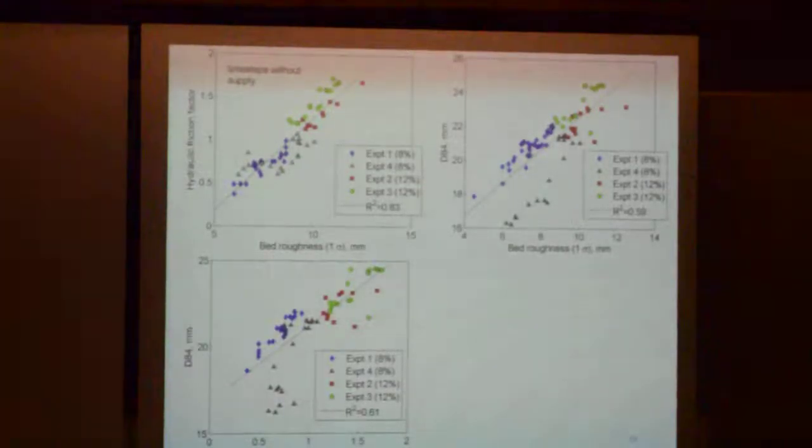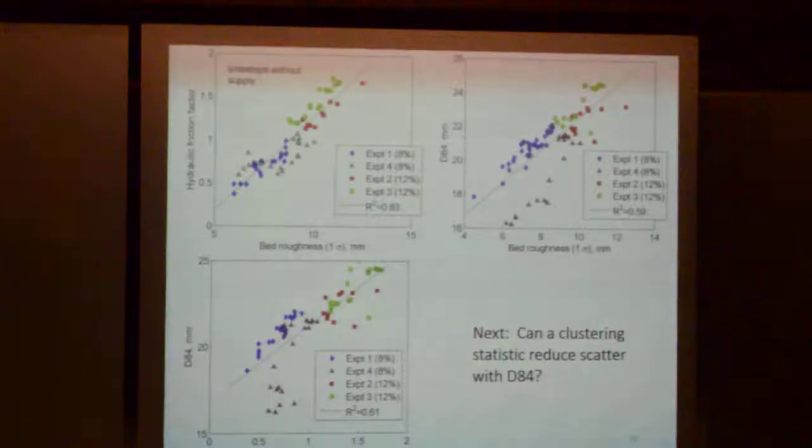Just for completeness, but also because we want to be able to predict hydraulic roughness, and grain size is often used to do so. The relation between D84 grain size and hydraulic friction, it's correlated, R squared of 0.61, but there is variability in that relation. So the next thing I'm going to do is see if the clustering of the coarsest grain sizes might collapse these data a little bit better.